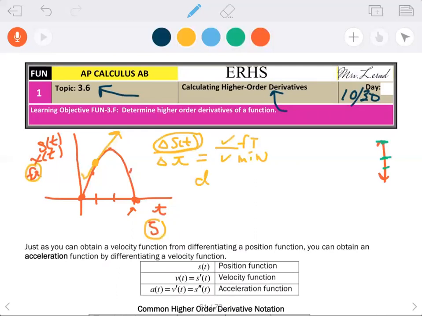We can write that a couple ways. We can say the derivative of position over time is actually equal to the velocity at any given time. Sometimes we call it the instantaneous velocity or the tangential speed. It kind of just depends.